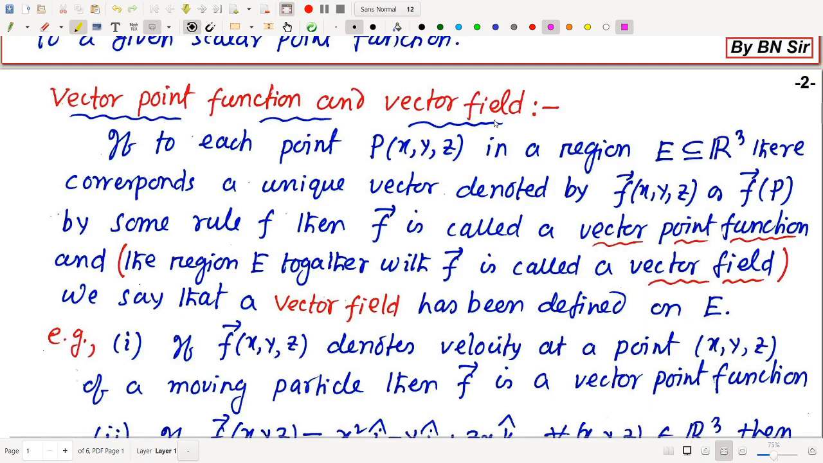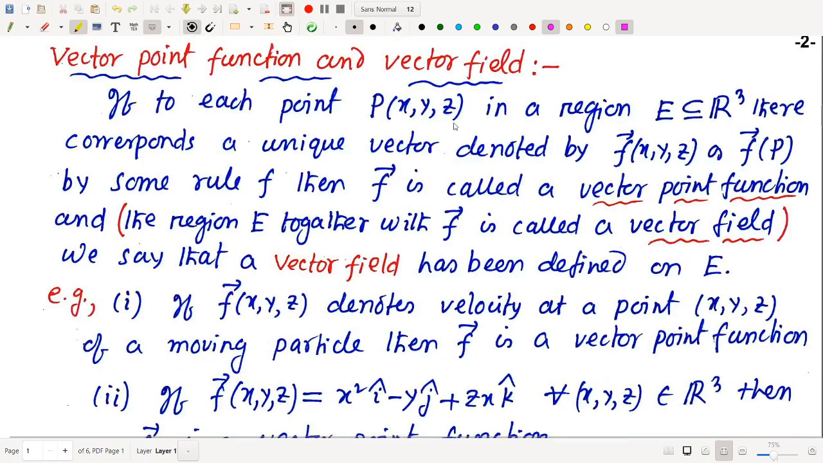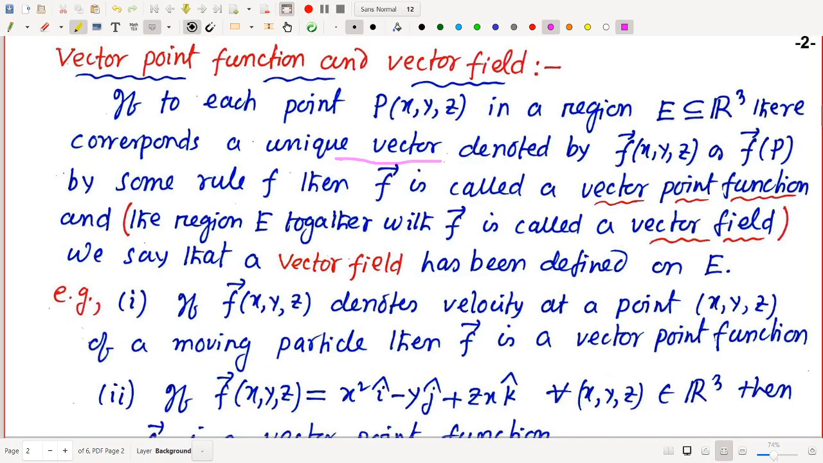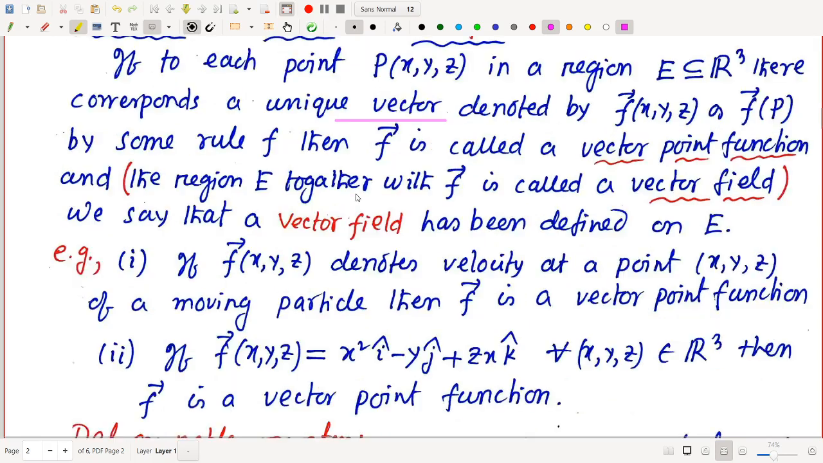Previously we have defined scalar point function and scalar field. Now, vector point function and vector field. If to each point p(x, y, z) in a region E, a subset of R cube, there corresponds a unique vector denoted by f bar of x, y, z, or f bar of p, by some rule f, then this f bar is called a vector point function.